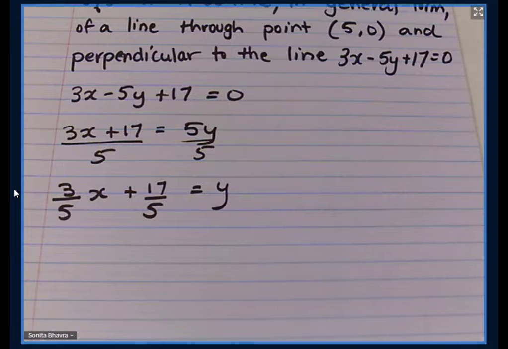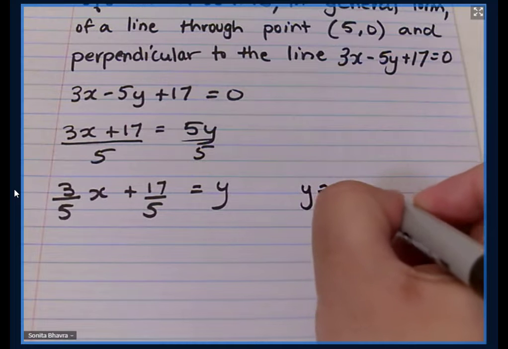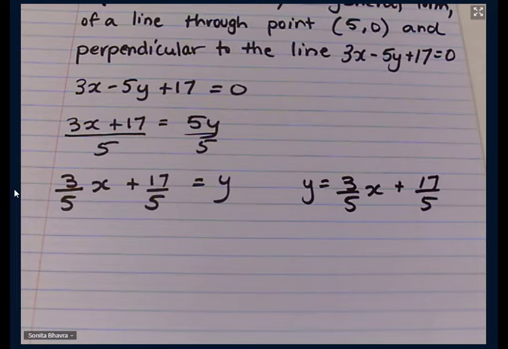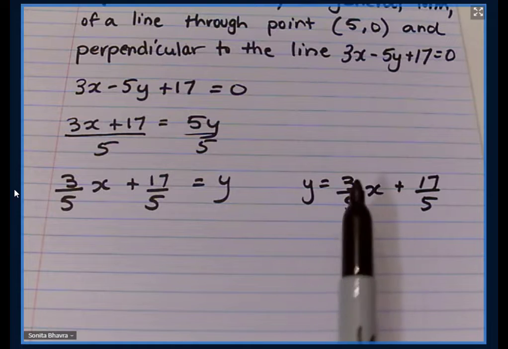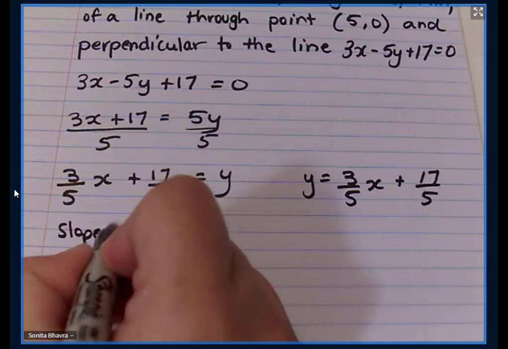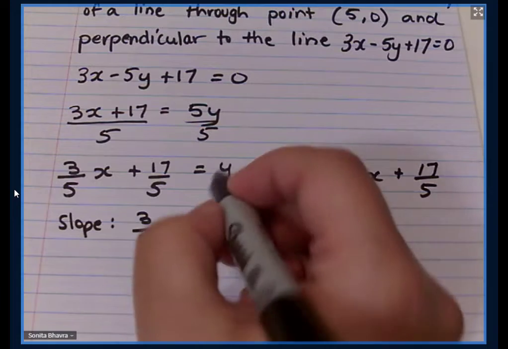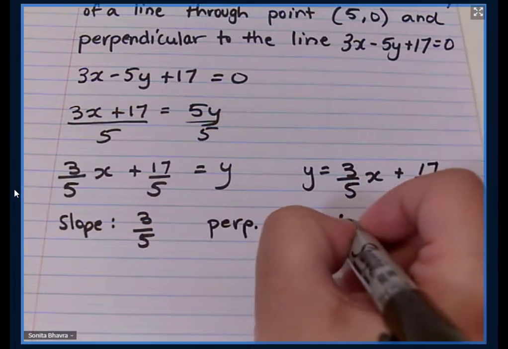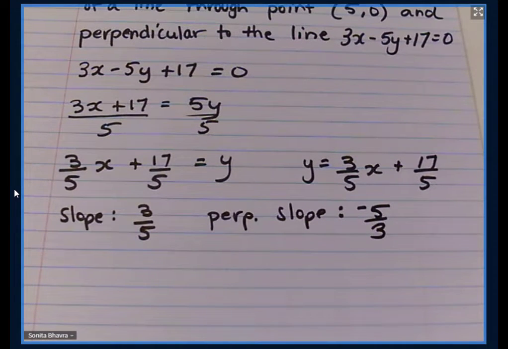All right, and you can always rewrite that the other way around. So y is equal to 3 over 5x plus 17 over 5. All right, so now you can see it's y equals mx plus b form. There's our slope, 3 over 5. So since the slope is 3 over 5, the perpendicular slope would be negative 5 over 3. I'm just going to write perpendicular slope is therefore negative 5 over 3. All right, negative reciprocal. So now we have our slope.